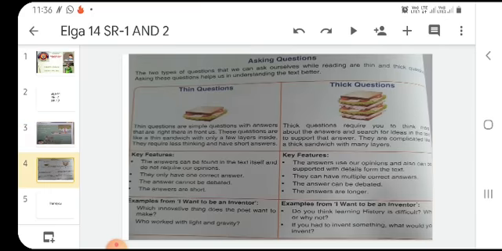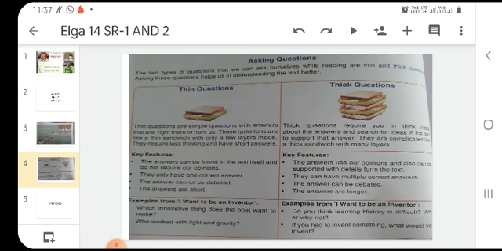Now dear students, the second topic is about asking questions. The two types of questions that we can ask ourselves while reading are thin and thick questions. We generally ask questions in the class, in our homes or anywhere. So there are two types of questions that we ask, or other people ask us. First one is thick question and second is thin. Asking these questions helps us understand the text better also. So first of all, let us learn about thin questions.